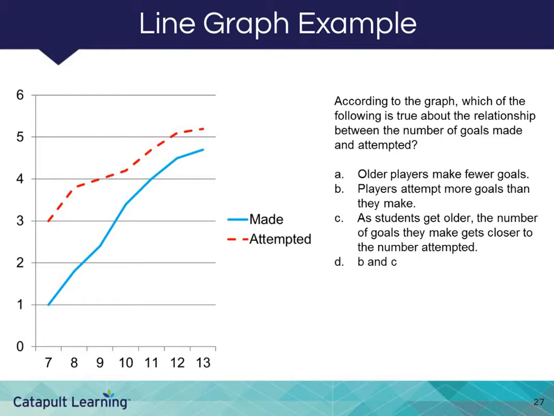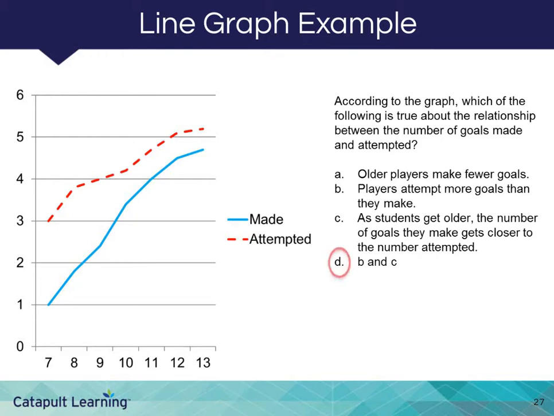Let's try it. First, read the question. According to the graph, which of the following is true about the relationship between the number of goals made and attempted? Next, look at the graphic. Now go back and reread the question. Pause the video and complete the 4th and final steps with a partner. Choose a QAR that matches the question and explain your choice. Finally, answer the question.